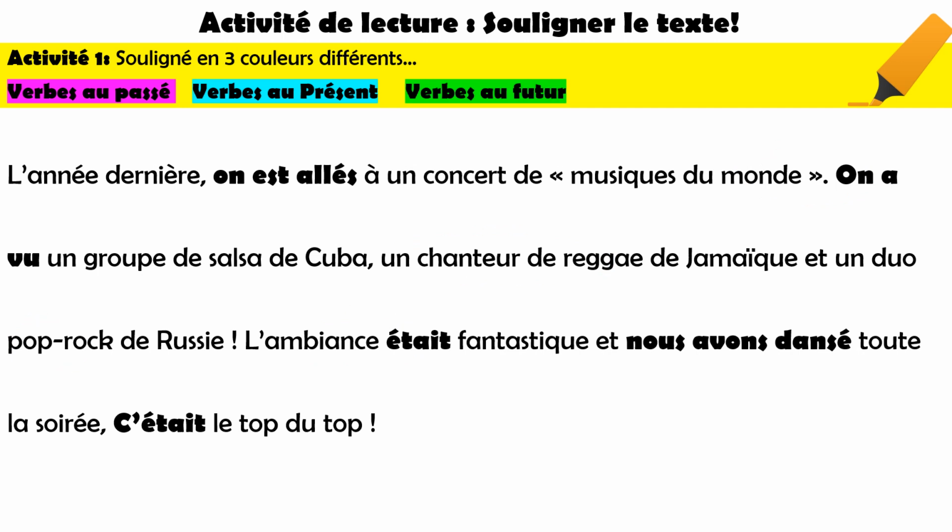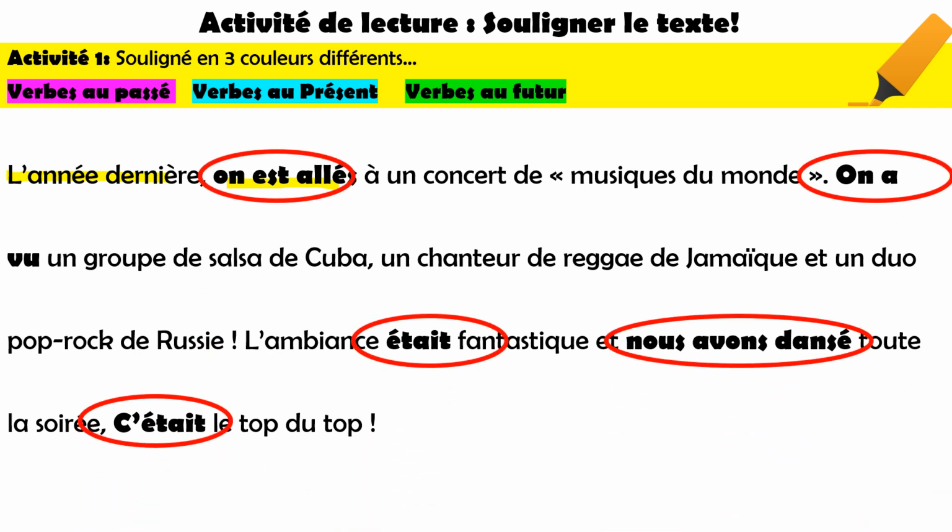Alors mes petits, this is where it gets a bit different. We've got l'année dernière. Now this is your marker. This is how you know things are going to be different. Donc l'année dernière means last year. And then I've got on est allé. One went to a concert. All of these are the past tense.